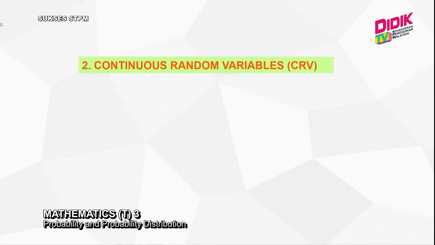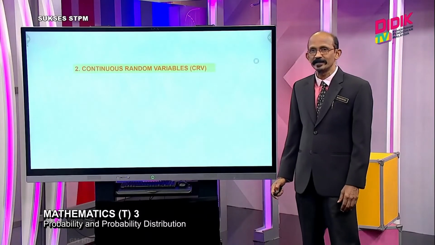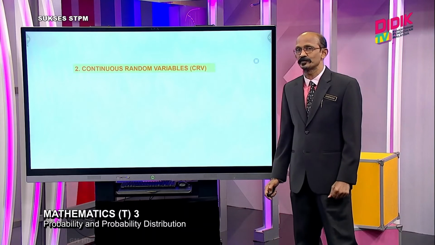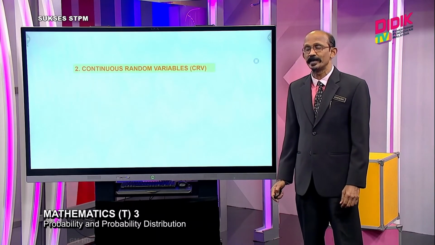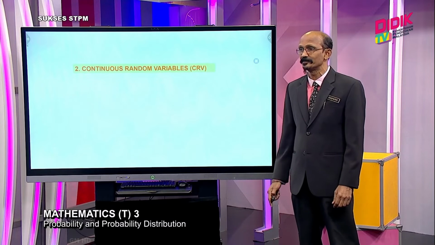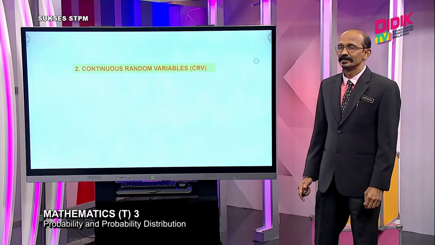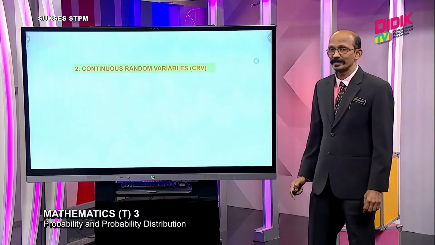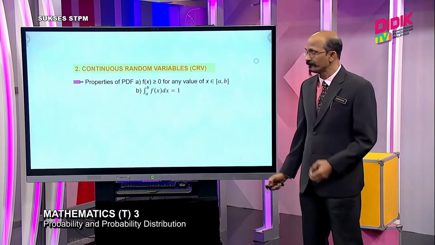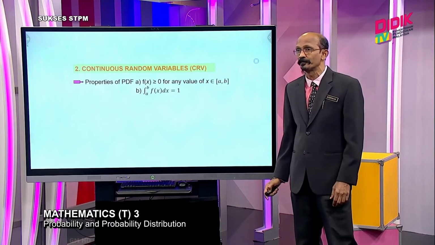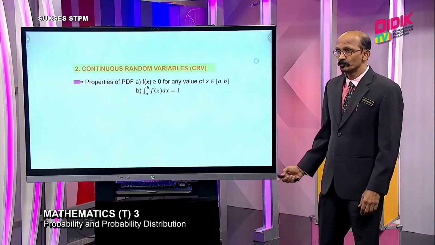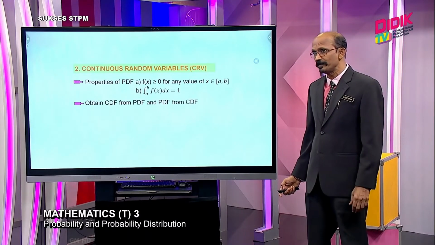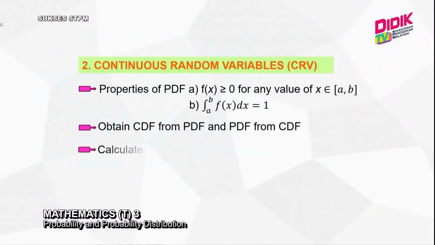The next part of the chapter is continuous random variable, CRV. For this, Sean, if your integration which you studied in second sem is very poor, then you cannot answer questions in this part. This basically involves integration, the calculus you studied in sem 2. First of all, you need to know the 2 properties of CRV. And then you should be able to obtain CDF from PDF and PDF from CDF.